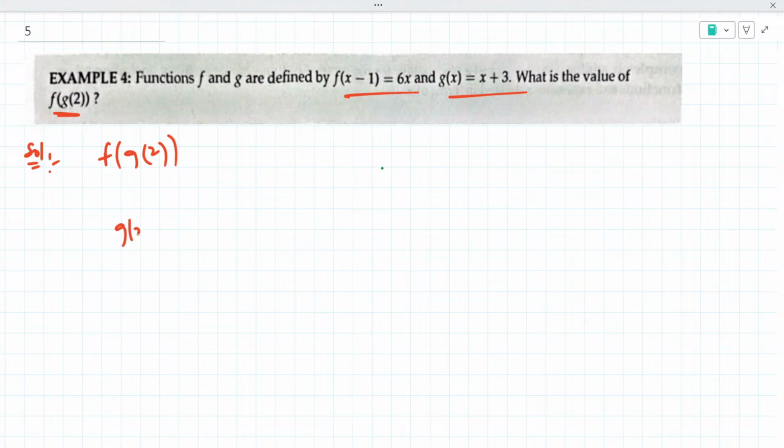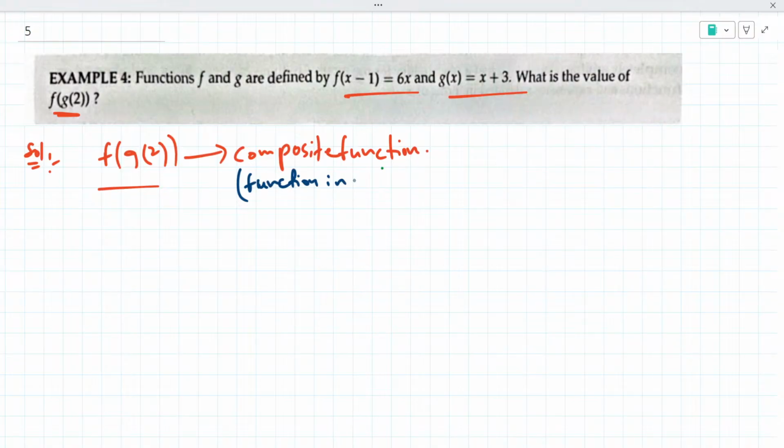We just know something like g of 2 or f of 2. These are the functions. But what is this, and what do we call that? We call that a composite function. Composite function is nothing but a function in a function. So now we have to find f of g of 2.